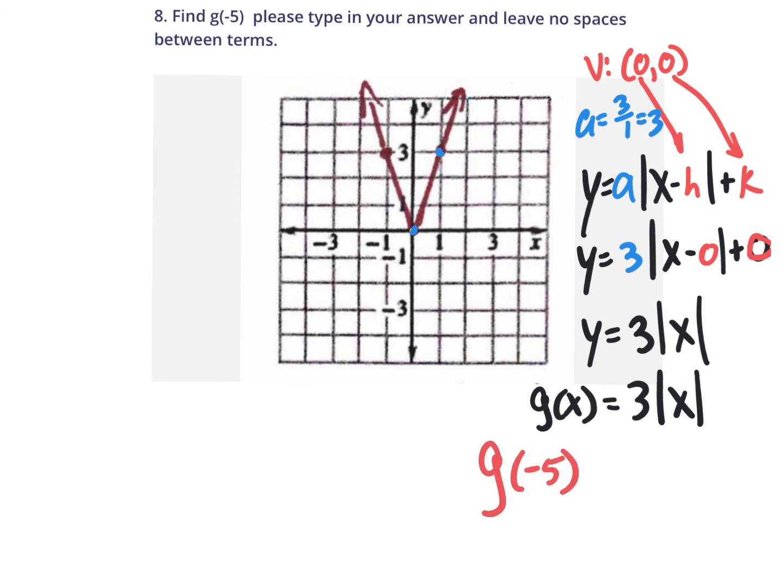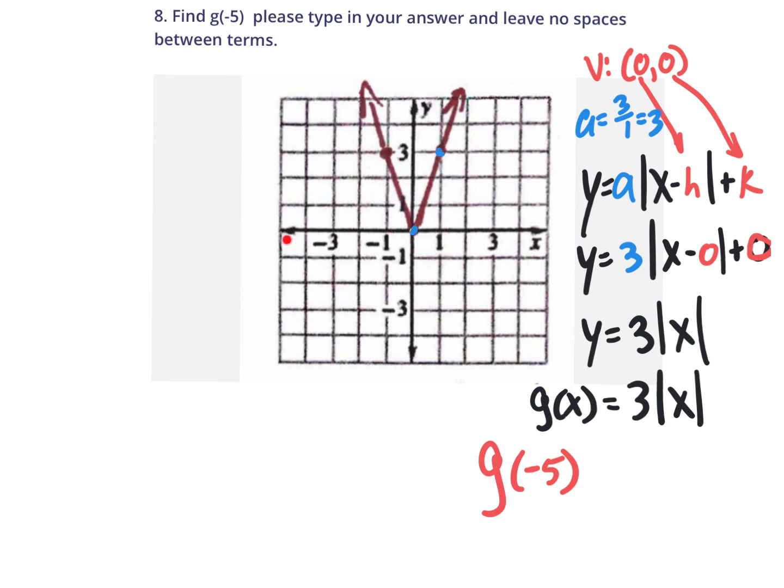One thing is to do it visually. If you go to -5, -4, -3, where is your graph at? It would be way up there somewhere. It's impossible to do it visually right here. Now, if I would have said, what is g of negative 1? The answer is 3. What's g of positive 1? The answer is 3.